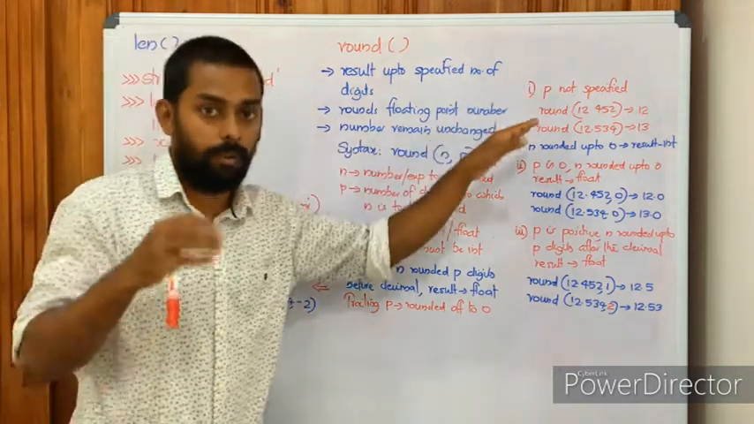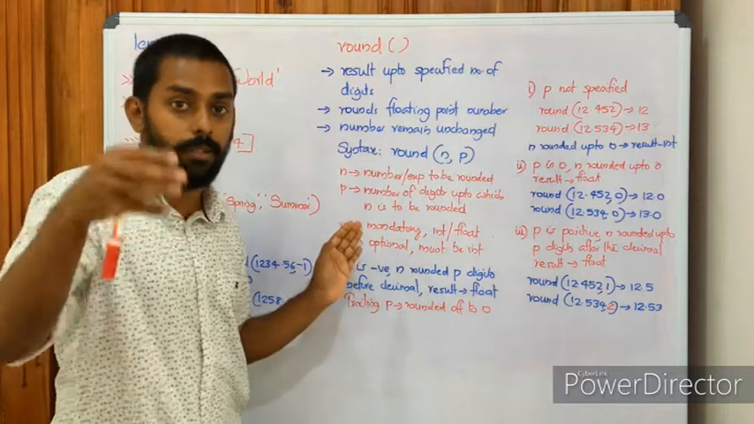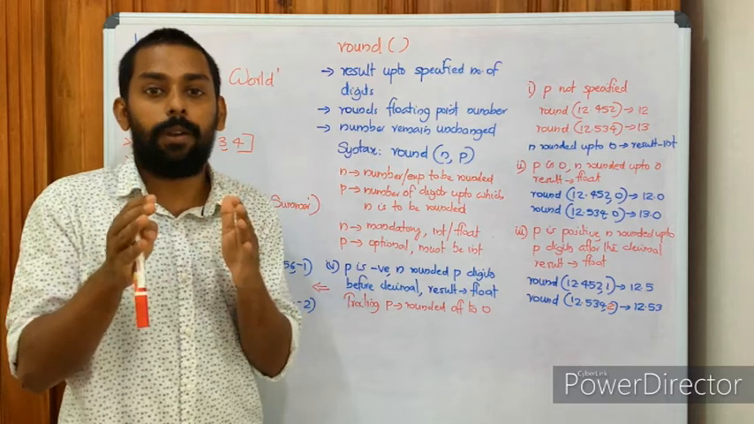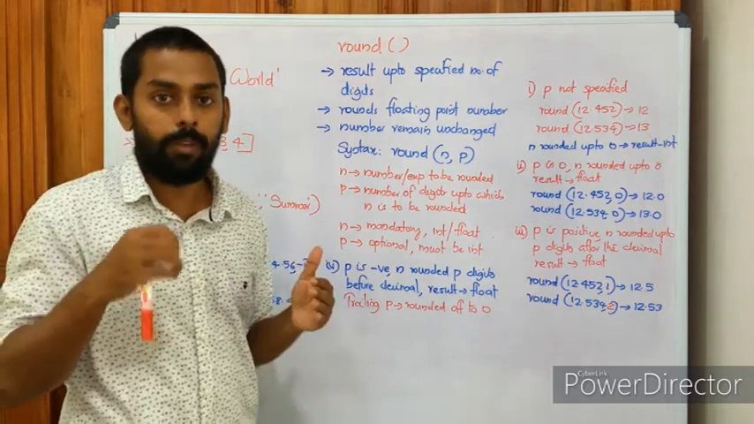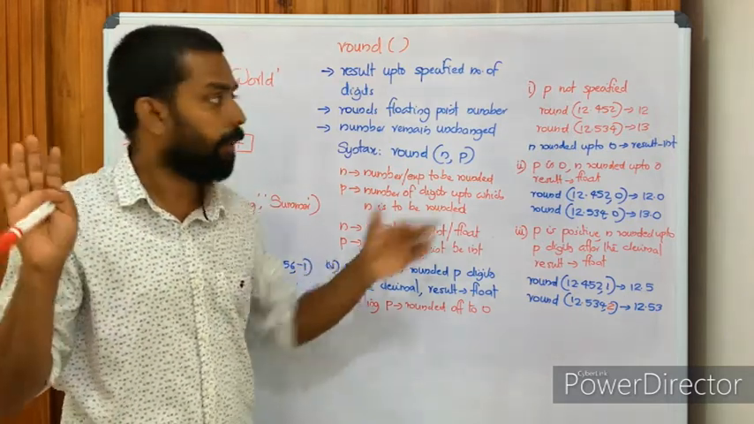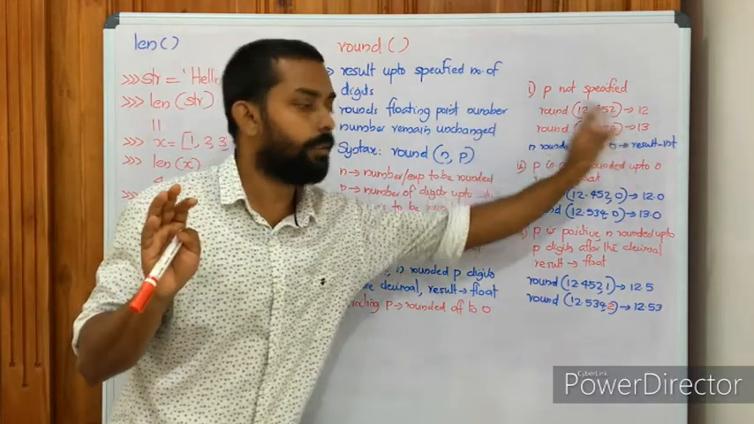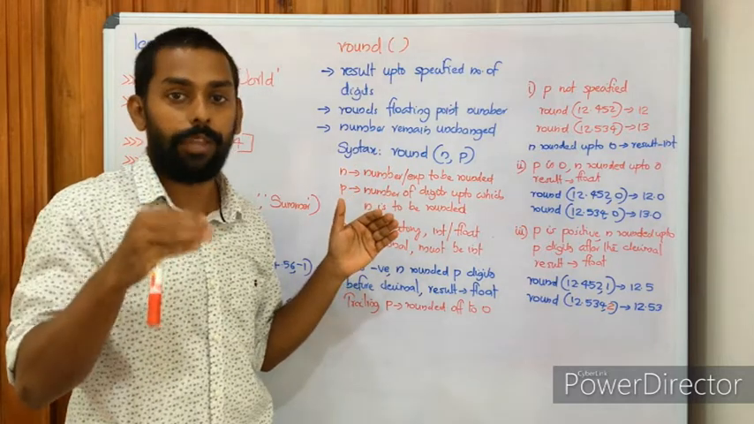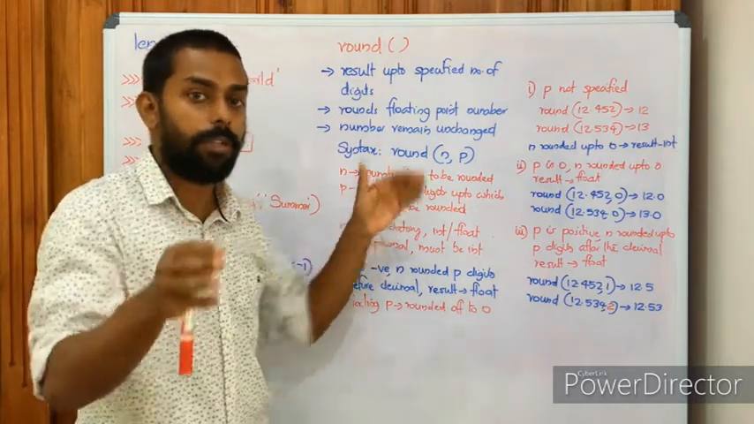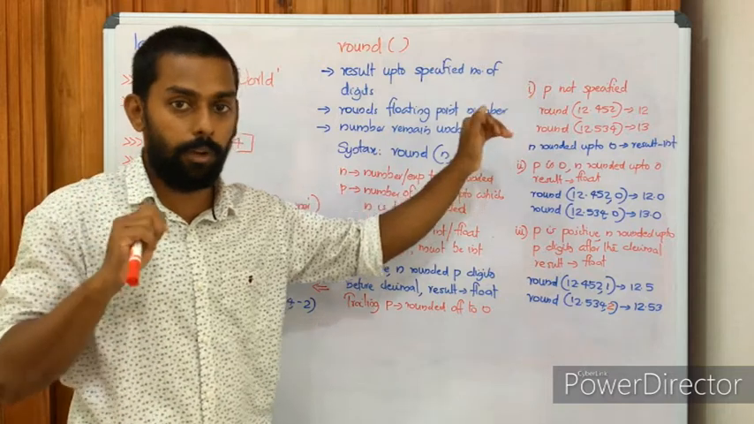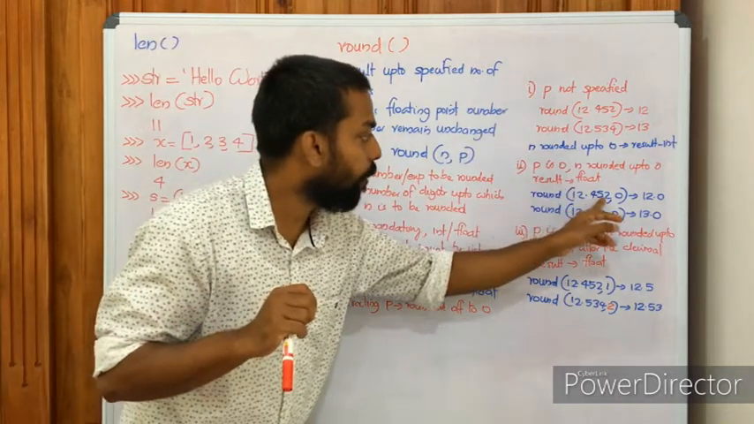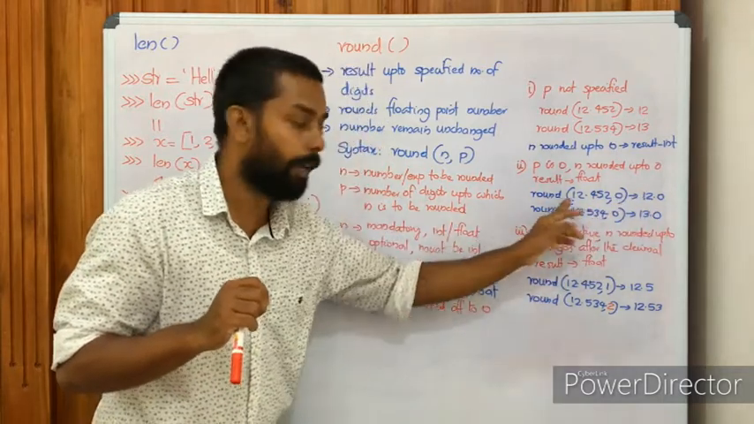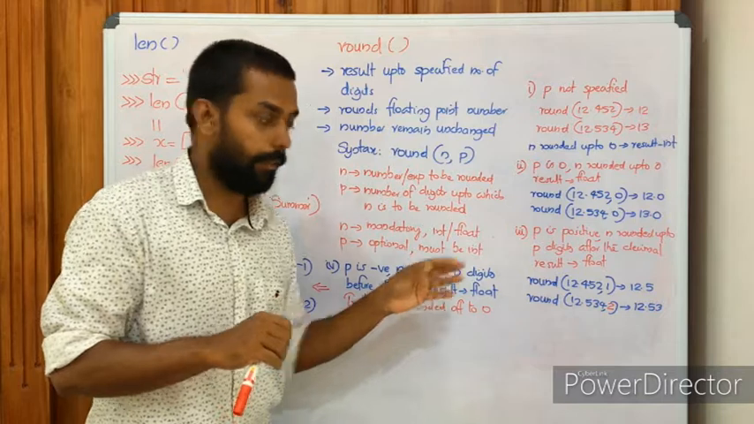After that we have seen four different variations of applying the round function. First, p is not specified. At that time n will be rounded off to 0 decimal places, and the result will be an integer type. 12 is 12, and 12.5 is 13. For the second one, p is specified as 0, n will be rounded off to 0 places, but the difference is it will be a floating point one. You can see 12.45 becomes 12.0, and 12.5 becomes 13.0.